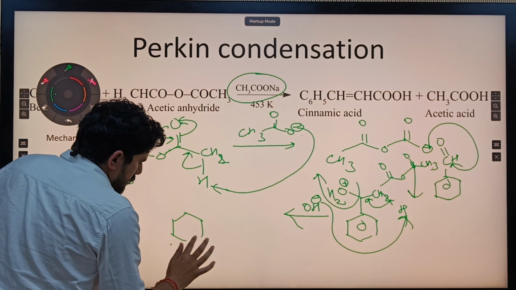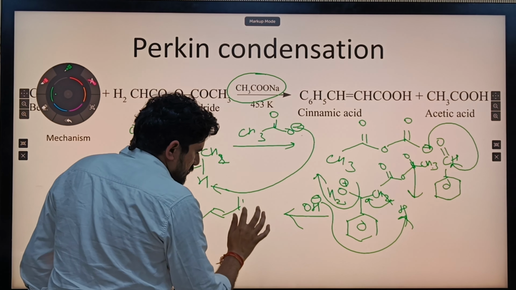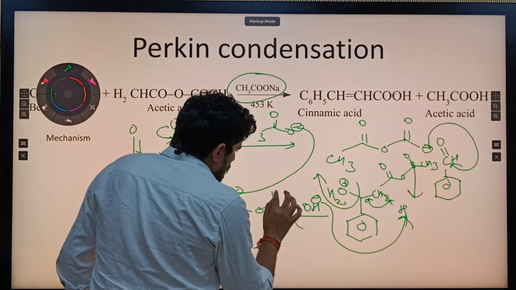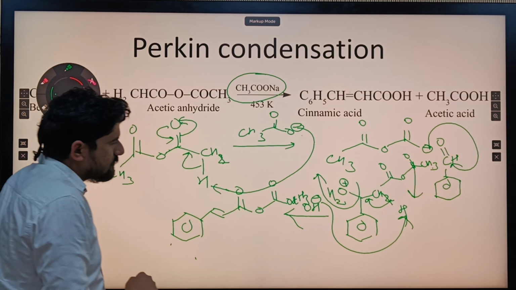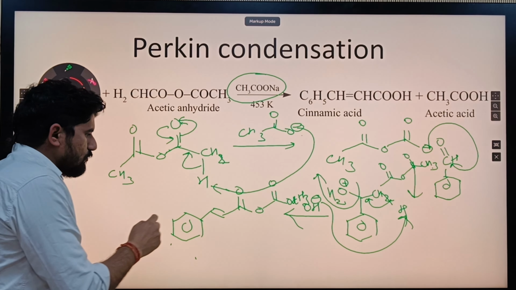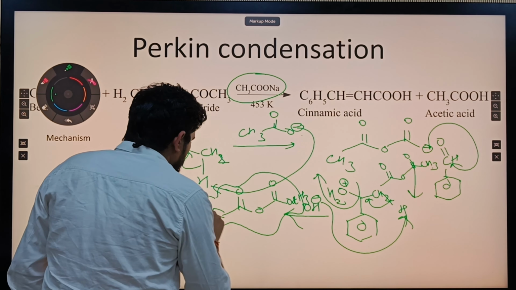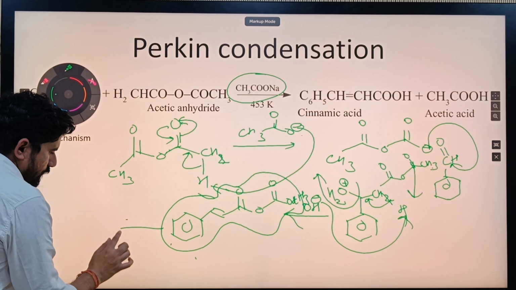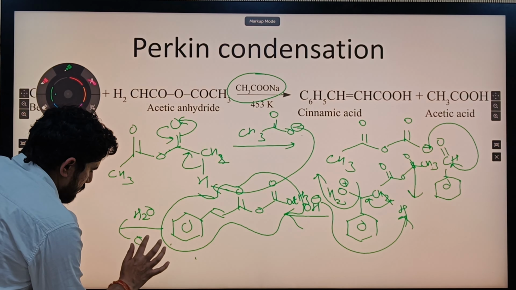So we have a double bond in this reaction, OH, oxygen, OH, and CH3. So this is the reaction. This is the alpha beta unsaturated acetic anhydride, or you can say product. But we have H2O in this molecule, or you can say OH negative in this molecule.